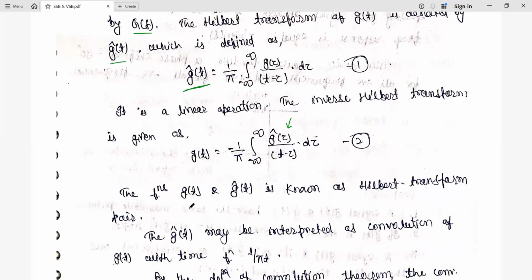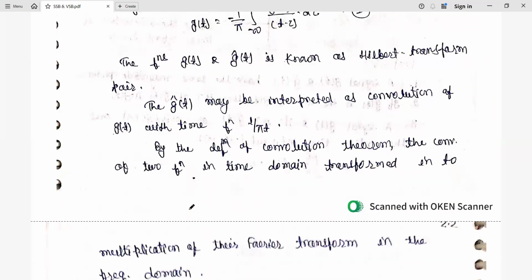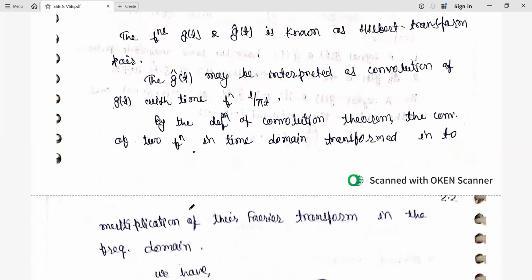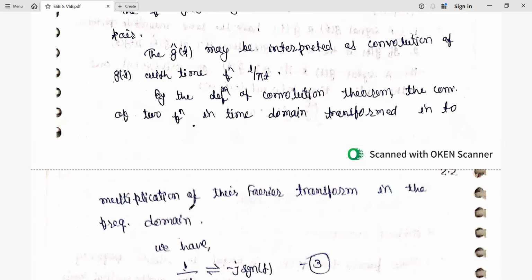So a question might come: write the Hilbert transform pair expression. You need to write this g cap of t and g of t. And this Hilbert transform can also be represented with the help of convolution. You have an idea about convolution. So how will we represent g cap of t with the help of convolution? It is g of t being convolved with 1 by pi t. And already you are aware of the definition of the convolution theorem.